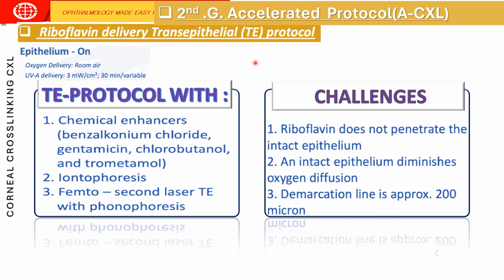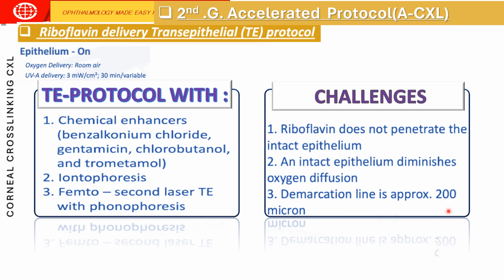Also the presence of tight junctions between the epithelial cells will limit the penetration of the riboflavin into the cornea. And as you know, if we don't have a good concentration of riboflavin inside the cornea, the effect of the cross-linking will be limited. Many studies show that the demarcation line is only approximately 200 micrometers, which is much less than that seen with classical Dresden protocols.